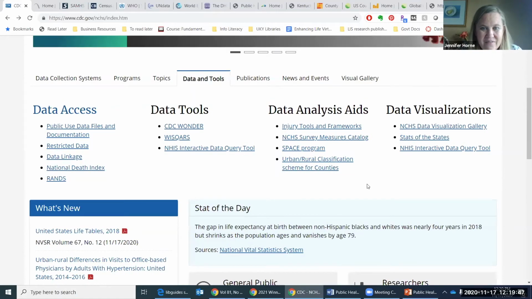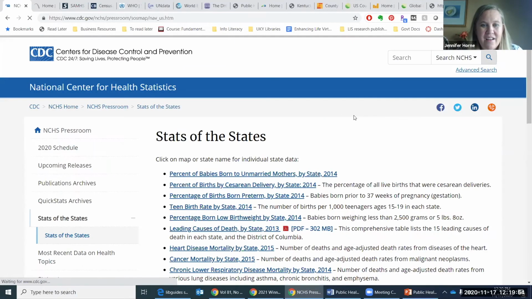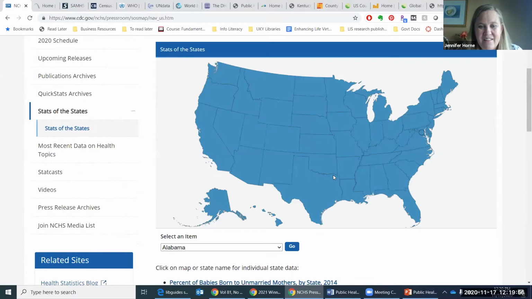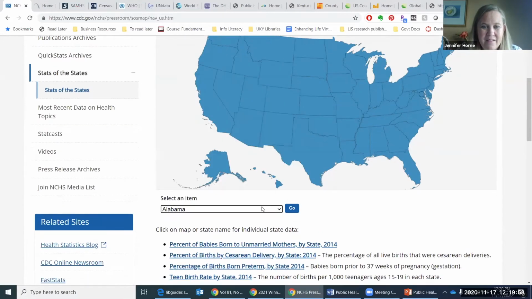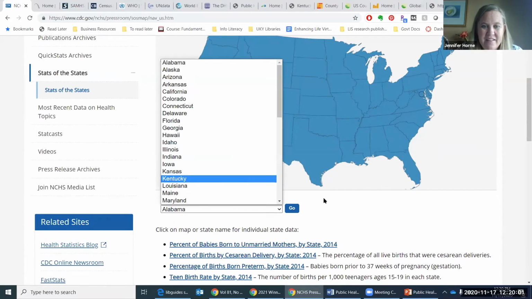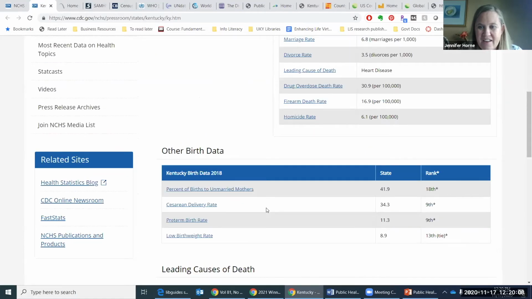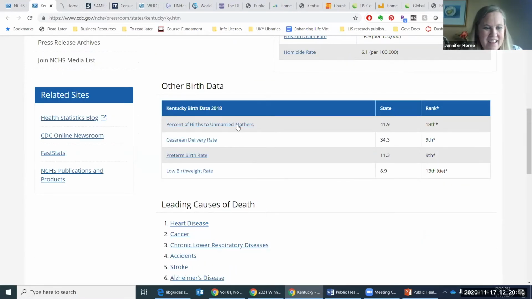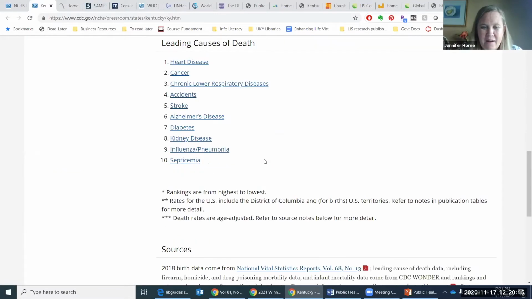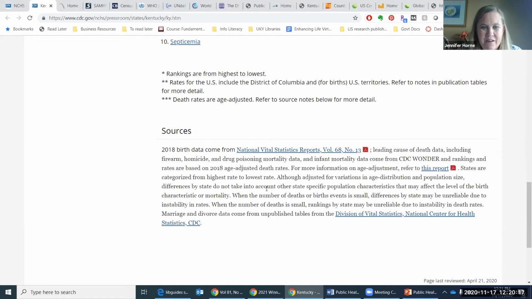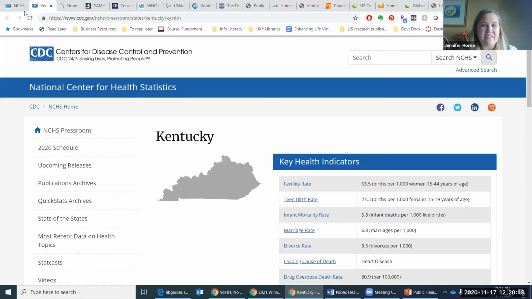I don't know. Let's see. I can try to find a state one, but you can see Stats of the States is right here. So you can go ahead and pick a state and you can get some key health indicators and other data. And the best part is that, again, it links you directly to source material. You can see they're telling you exactly where things are coming from. So there is a lot of state information in here.